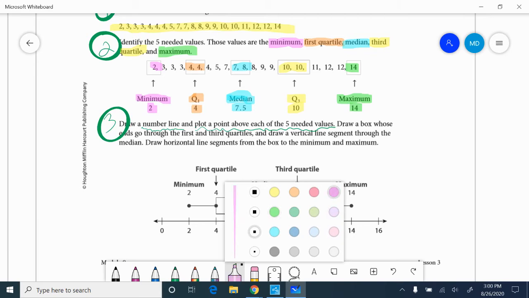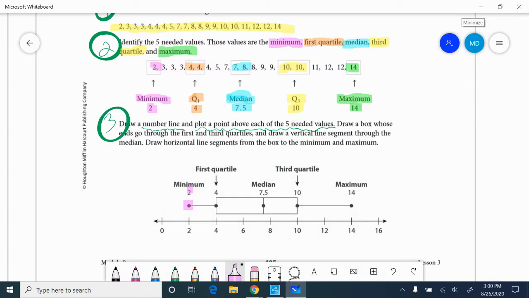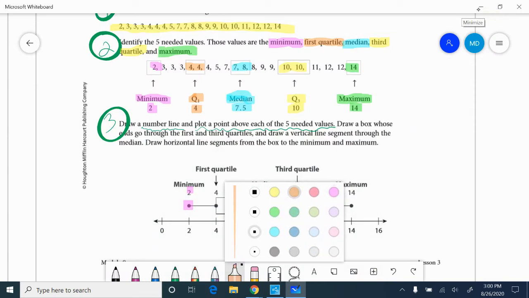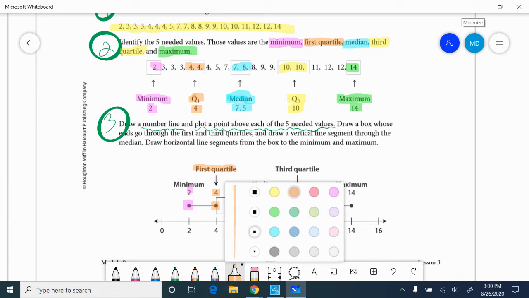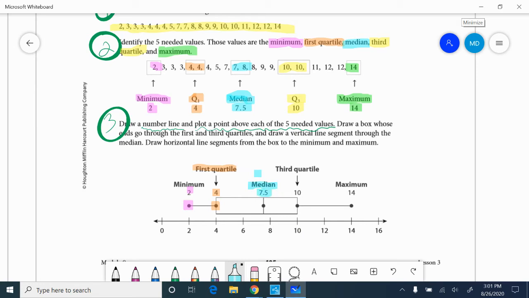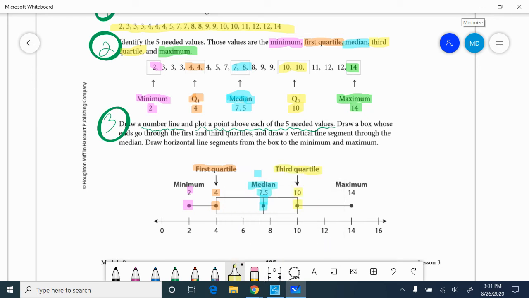Let's go back and use the same color. So there's our minimum, for the first quartile we used 4. That's that point. The median we determined was 7.5. The third quartile was 10. And the maximum value was 14.